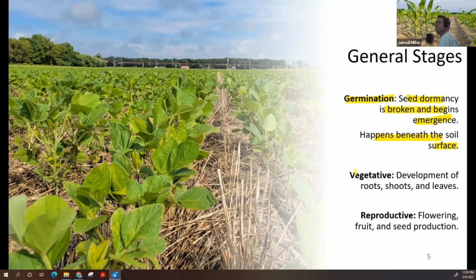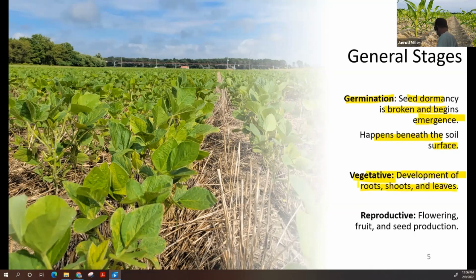happened below there. And once germination is done and we break through the soil and have the emergent stage, we get into the vegetative stages. That's where it's doing all the leaf production, and the leaves are what it's getting energy from to transfer that energy into the seed. So developments of roots, shoots, and leaves. So this is a major portion.